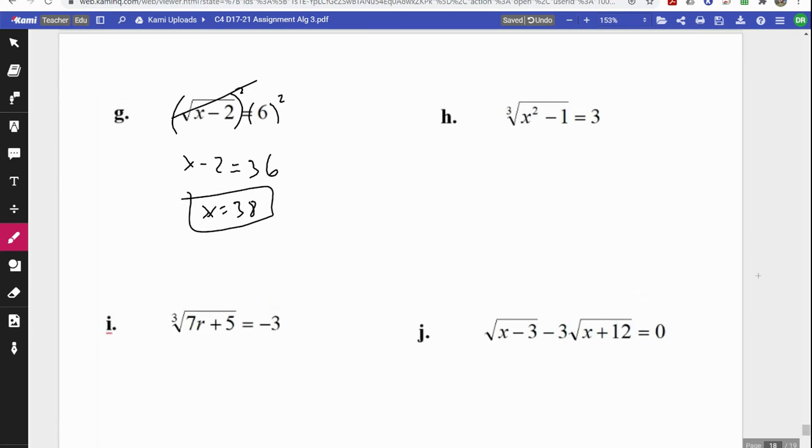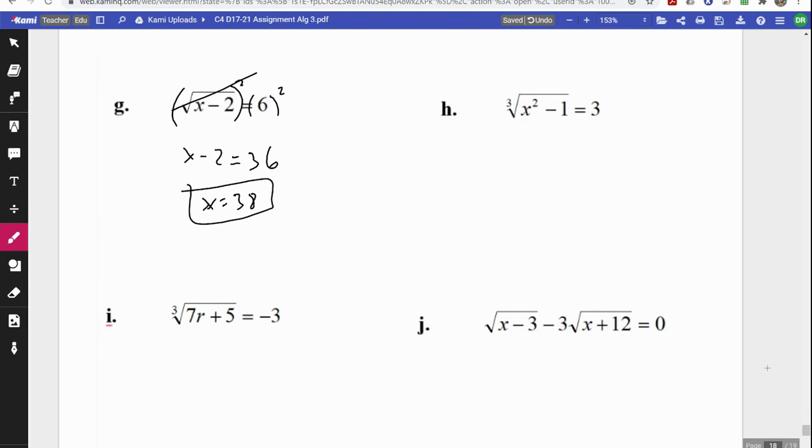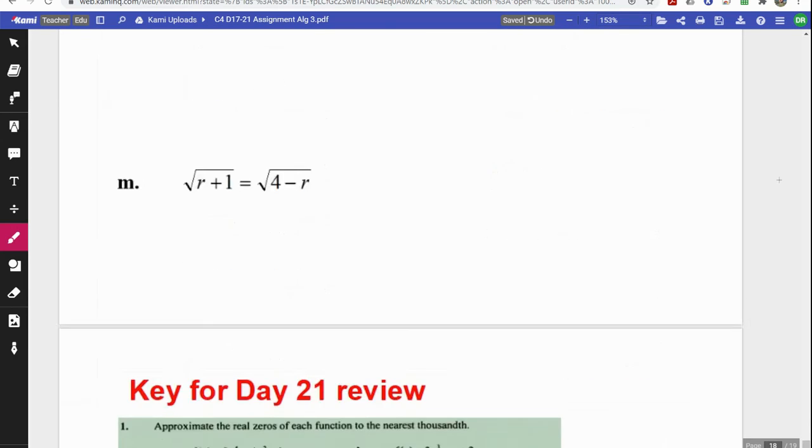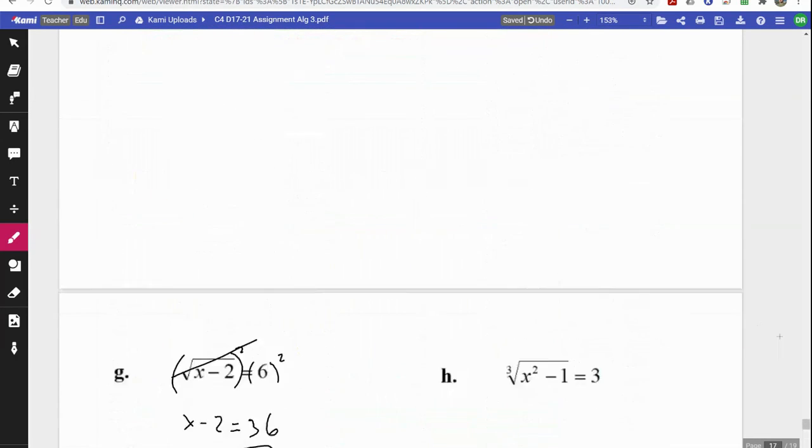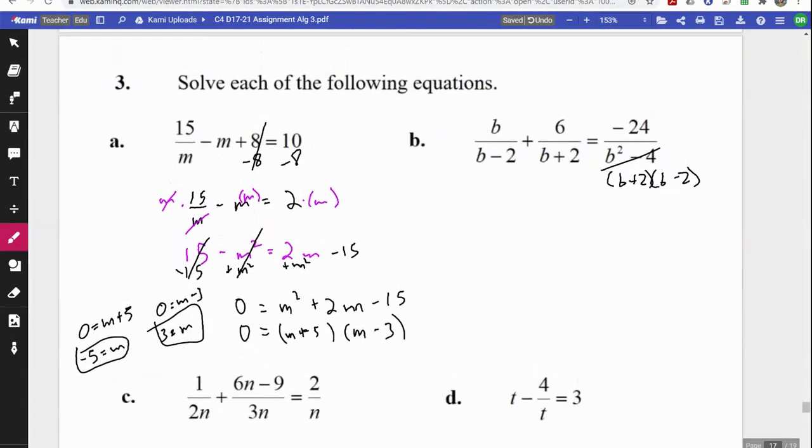All right, so short and sweet. Just want a brief review of one of each. And I believe the key is down here. So good luck and enjoy.